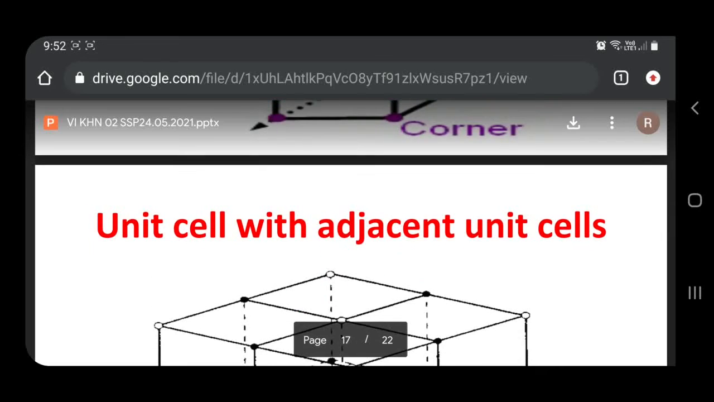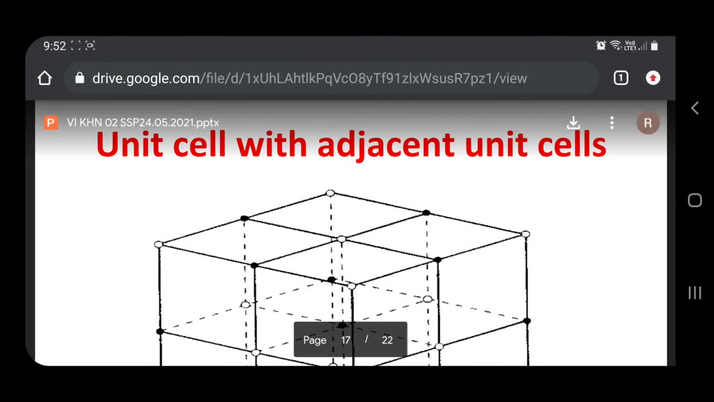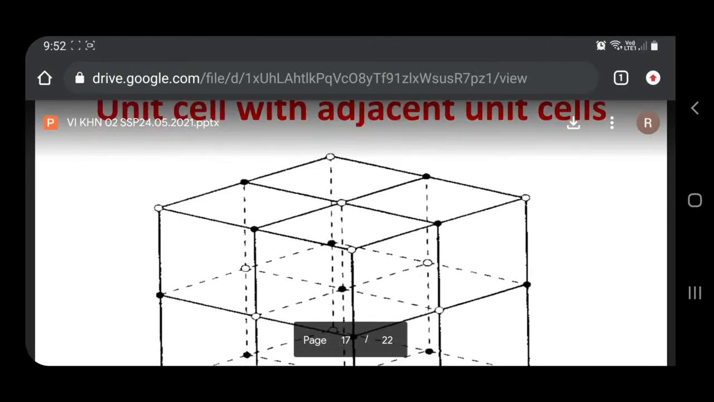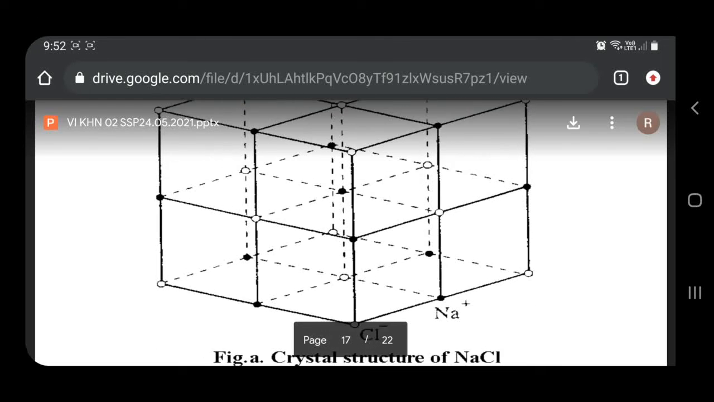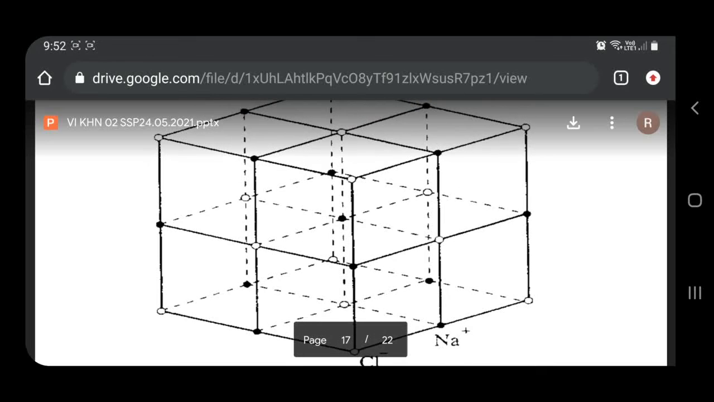Let's calculate one by one. Unit cell with adjacent unit cells. That's why this diagram is very important. It is just the crystal structure of sodium chloride. You can observe.